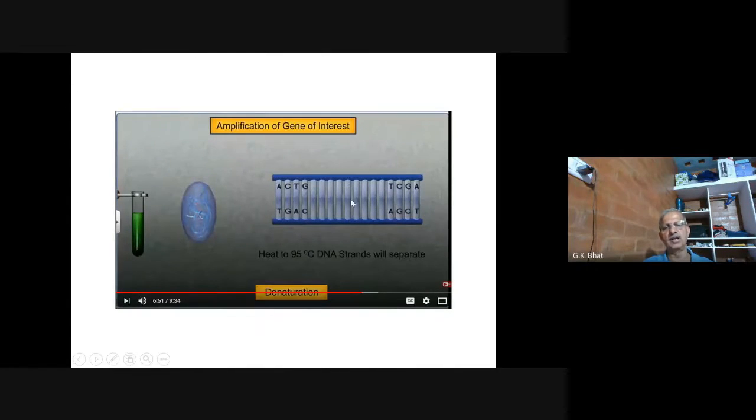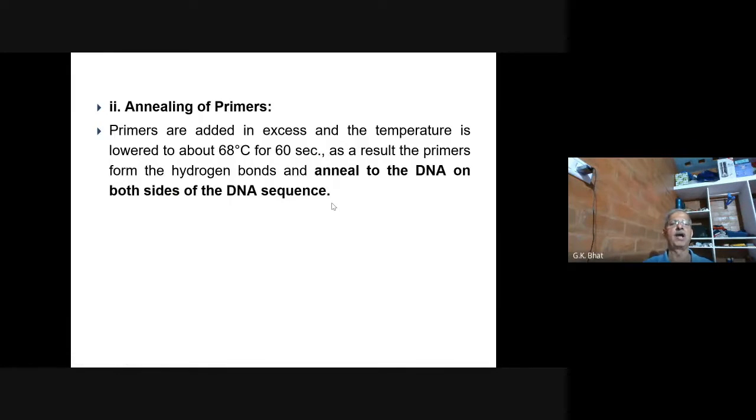The two strands are together. When it is heated, the two strands get separated. Annealing of primers. Primers are added in excess, and the temperature is lowered now. First, it was a high temperature of 94 degrees centigrade. Now it is lowered to about 68 degrees centigrade for 60 seconds. At the beginning, heating at 94 degrees centigrade for 15 seconds, then cooling at 68 degrees centigrade for 60 seconds.